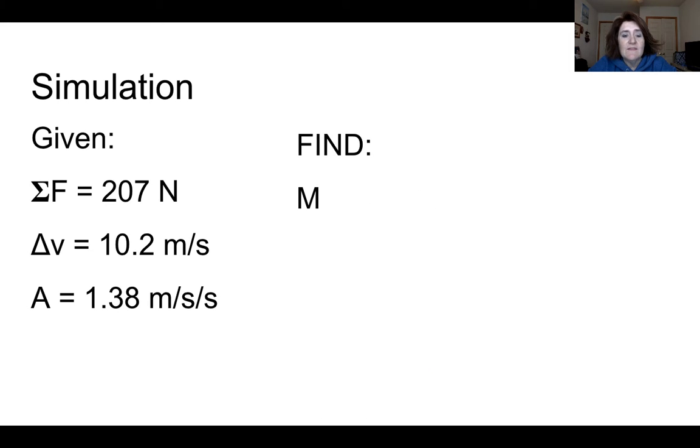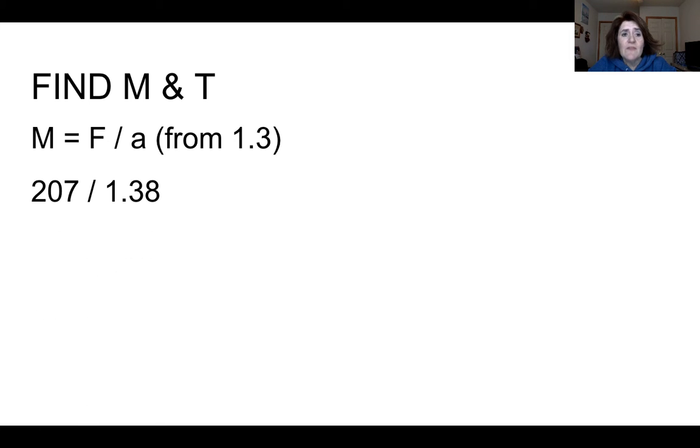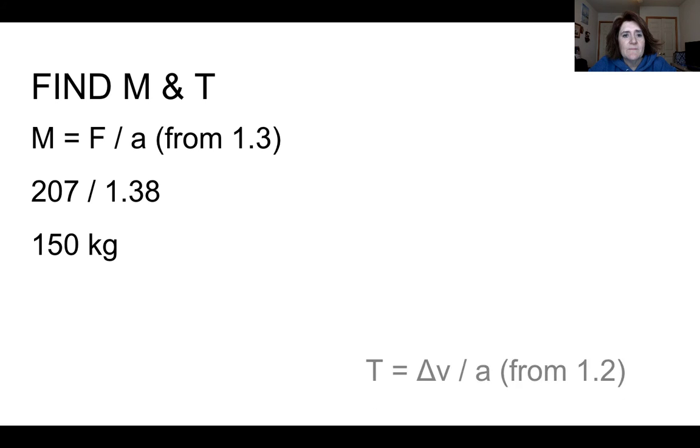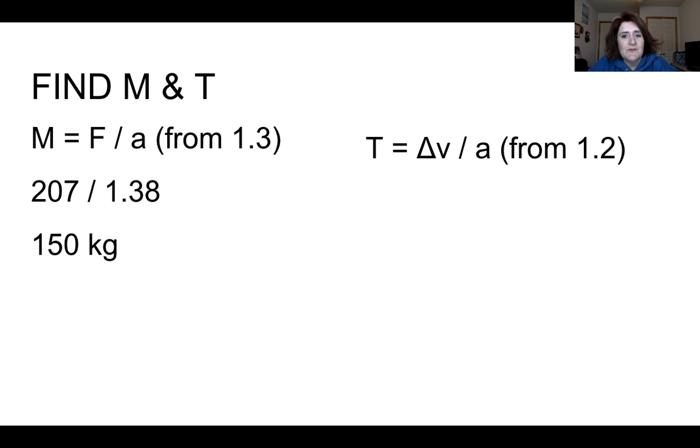From that, we can find the mass, the time, the impulse, and then the momentum or change in momentum in two ways. First, let's find mass and time. Mass from 1.3 is force divided by acceleration. The force was given as 207 divided by 1.38 gives us a mass of 150 kilograms. Time from 1.2 is a change in velocity divided by acceleration. So time is 10.2 divided by 1.38, or 7.39 seconds.